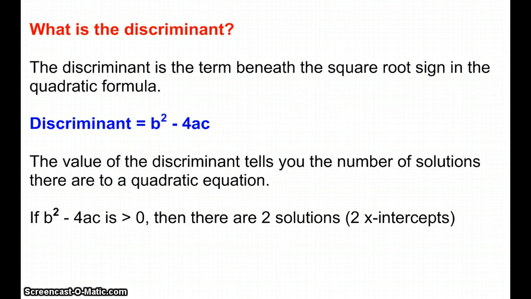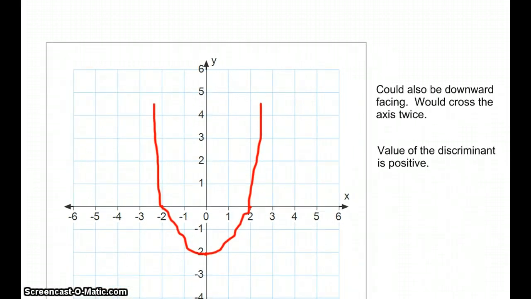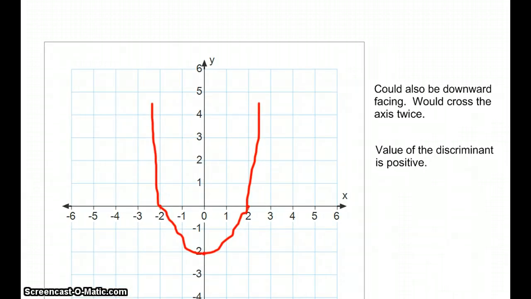answers there are. If b squared minus 4ac is greater than 0, then you know there are two solutions to the equation, or two x-intercepts. And that would be this case. Okay, if we take a look at this graph, we'll slide this over a little bit, we could see that this has two solutions or two x-intercepts. The parabola could also be downward facing, but it would cross the axis twice. That is because the value of the discriminant is positive.